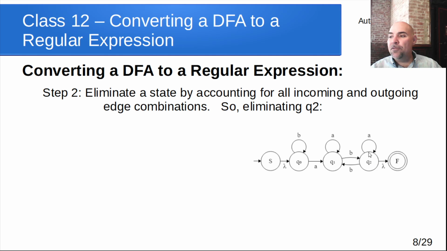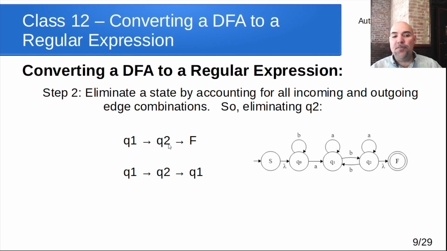So here's Q2 over here. Looking at that, what are all of the places we could come from to get into Q2, and what are all the places we could go to leaving Q2? Notice that we're not going to count this A that stays there. That's going to end up being A star, so 0 or more. But coming into this, there's only one incoming edge, and that's from Q1. And then there are 2 outgoing: one going back to Q1, and one going to F. So we're going to represent those.